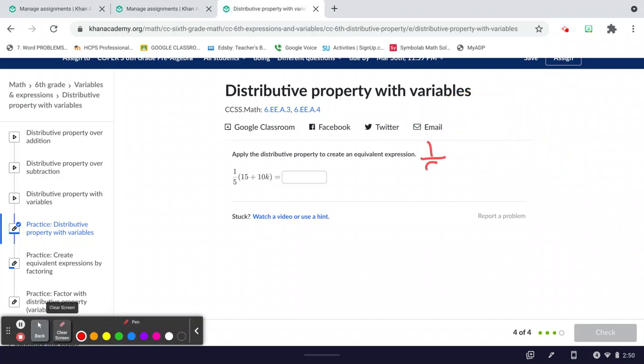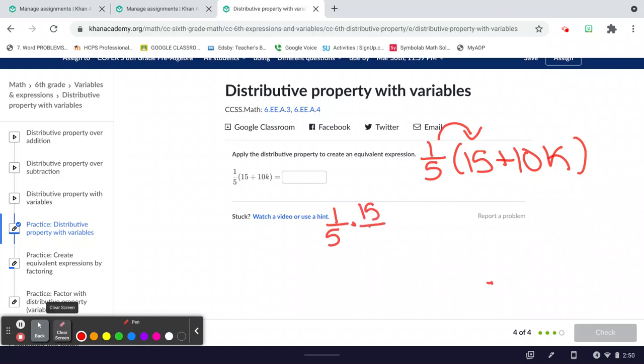I have 1/5 times 15 plus 10k. When I'm multiplying something by 1/5, it's the same thing as dividing it by 5. So let's see what 1/5 times 15 is. So 1 over 5 times 15 over 1. 15 times 1 is 15. 1 times 5 is 5. 15 divided by 5 is 3. So I know right here I have a 3. I bring down my plus sign.